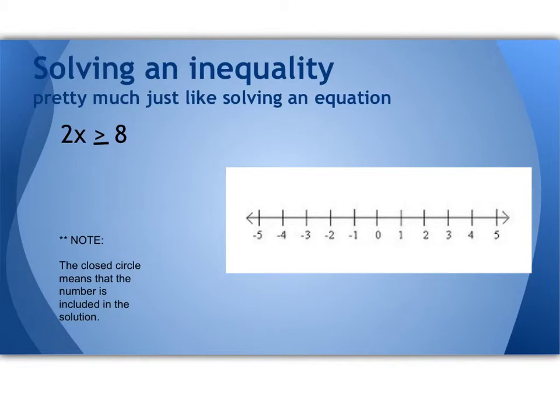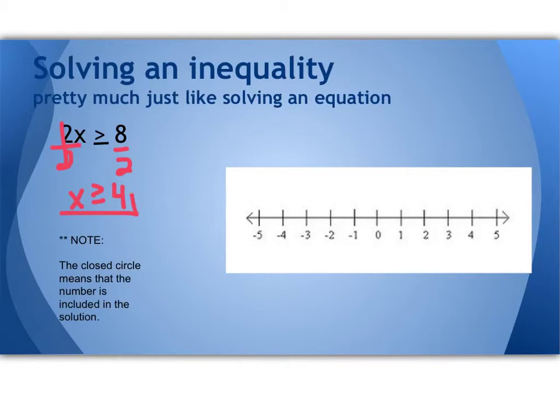Now let's solve an inequality. It's pretty much just like solving an equation, except don't forget it's an inequality sign. Don't change it. So in this problem, it says 2x is greater than or equal to 8. So I would undo what I see, the same thing we were doing in equations. I see that this is 2 times x, so the opposite, the inverse, would be to divide by 2. That means that x is greater than or equal to 4.